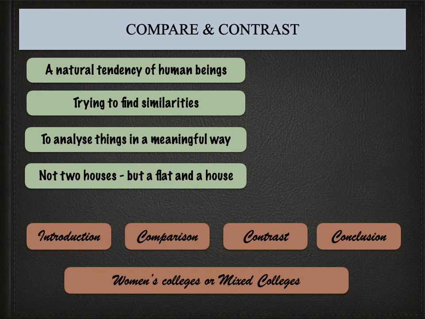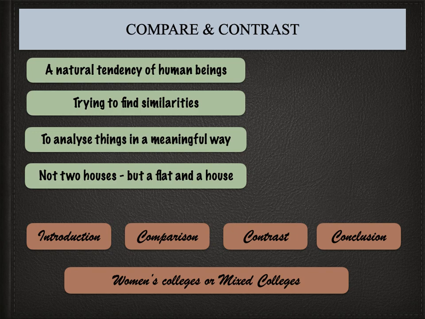So that is one way of mixing up things. Or you can use it in a different way, like you're comparing it initially, speaking about all the similarities, and then you are contrasting it, speaking about all the differences. So both these methods can be adopted, and finally comes conclusion. So the best example here to compare and contrast would be women's colleges and mixed colleges. So there are lots of similarities that you can bring in, at the same time lots of differences.